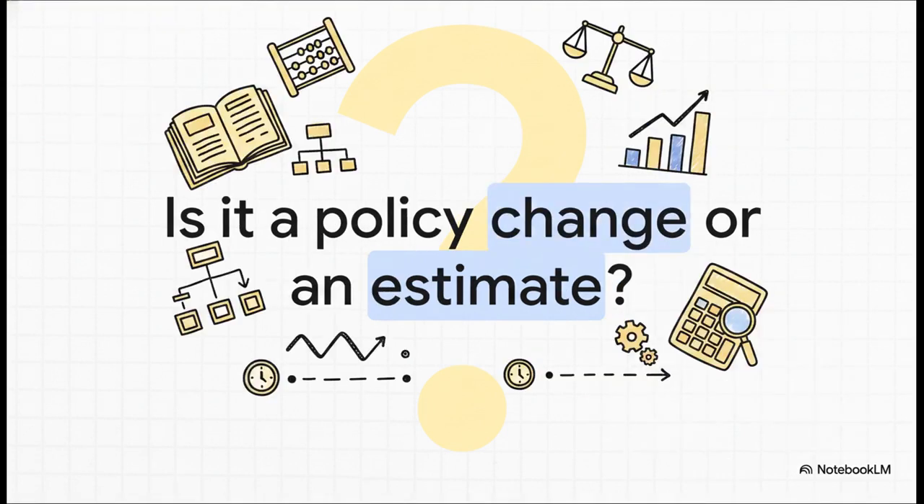To figure that out, we have to diagnose the exact nature of this transition. When a company changes how it measures progress towards completing a performance obligation, are they just updating an estimate based on some new data, or are they fundamentally changing their accounting policy? That distinction is absolutely crucial because it dictates which rules apply.